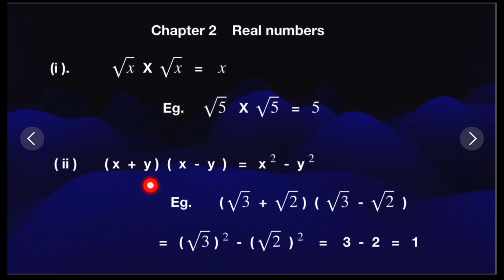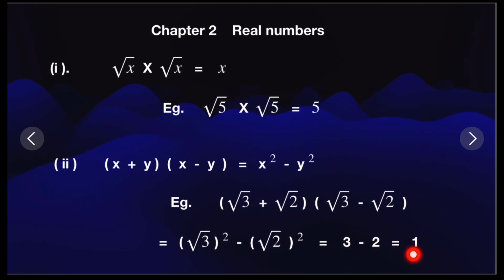Next one is (x plus y) into (x minus y) is equal to x square minus y square. So here let me take the value of x as root 3 and y as root 2. So (root 3 plus root 2) multiplied by (root 3 minus root 2) will be root 3 square minus root 2 square. We know what is root 3 square. Just now I told you it will be 3. And root 2 square again will be 2. So 3 minus 2, 1. So this is the way we will do these sums, and we are going to use them in the exercise.